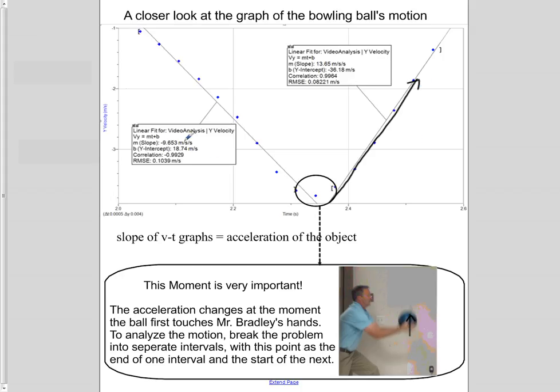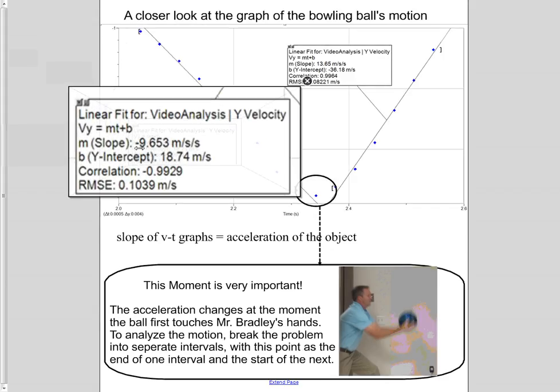negative. Not surprisingly, take a look at what the slope is as it was falling. You can see that it's -9.653 meters per second. Air resistance did not affect the bowling ball very much, and so the acceleration was very close to what we would expect it to be, -9.796 meters per second, since we're in Denver.